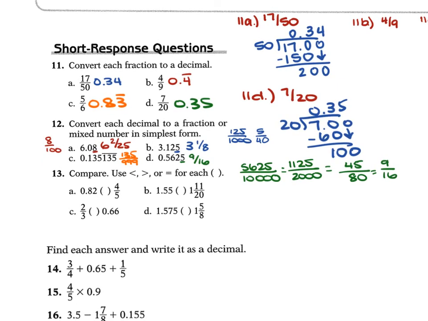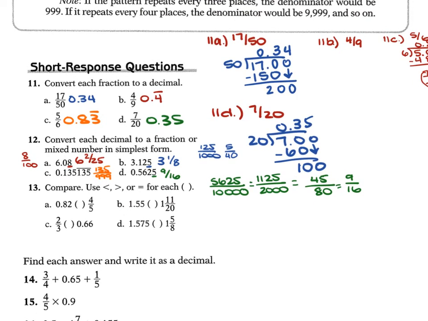For 13, we are comparing these. So for A, let's move this over here. We have 0.82 and 4/5. The 4/5 is the same thing as 0.8, so the 0.82 is greater. For B, we have 1.55 and 1 and 11 over 20. Well, that 11 over 20 is the same thing as 0.55, so these two are equal to one another.